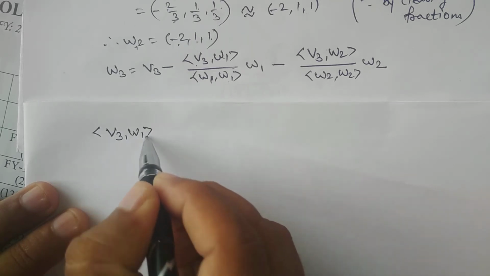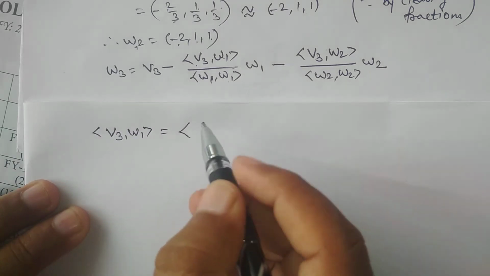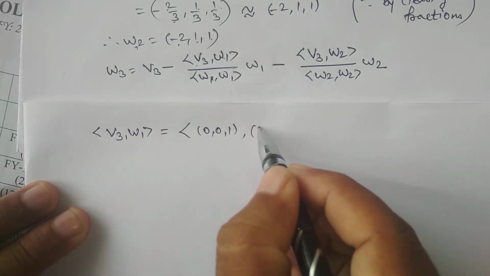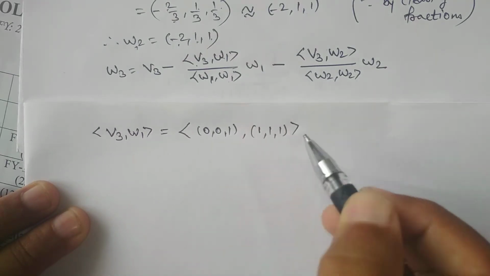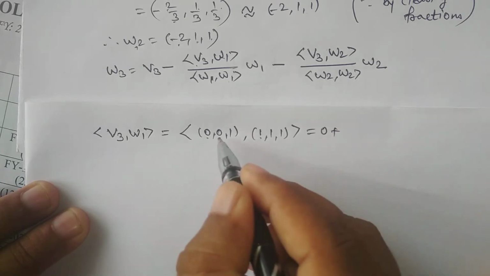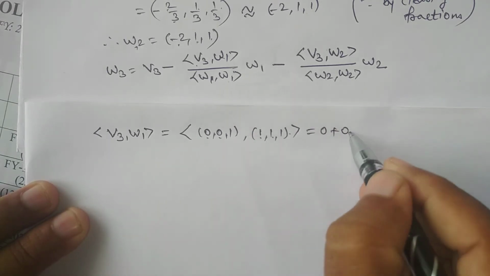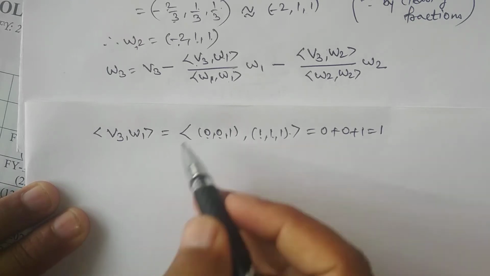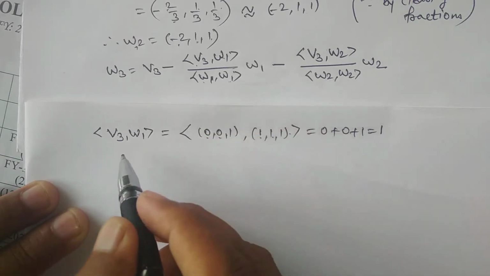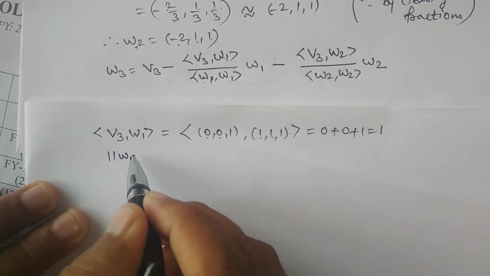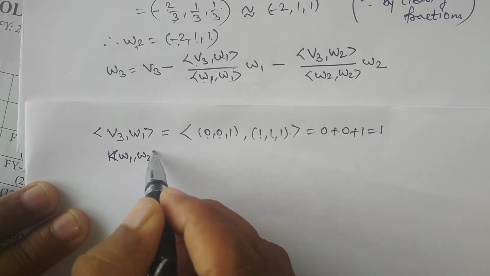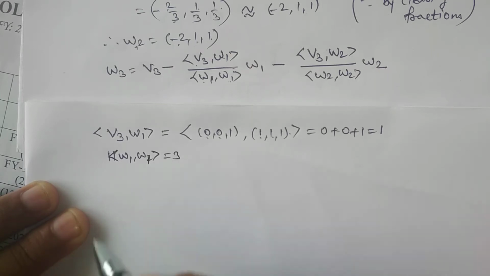First of all, the inner product of V3 and W1. What is V3? V3 is the vector given as (0, 0, 1), and W1 we calculated here as (1, 1, 1). So its inner product is 0 into 1 is 0, plus 0 into 1 is 0, plus 1 into 1 is 1, so it is 1. Then the inner product of W1 with W1 is already calculated as 3.